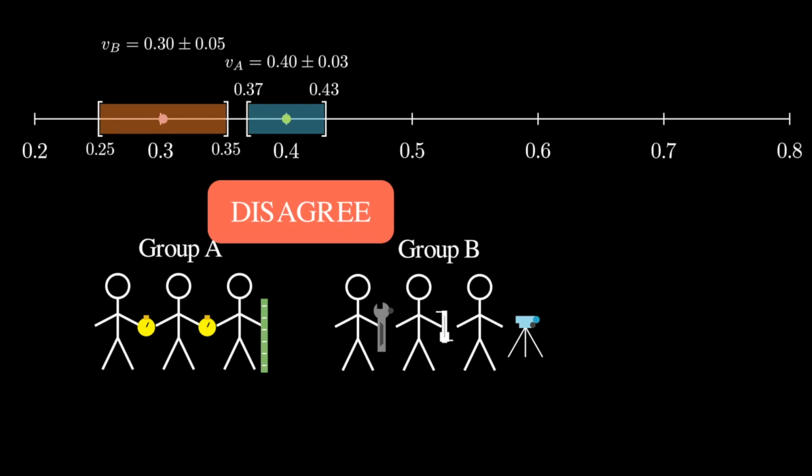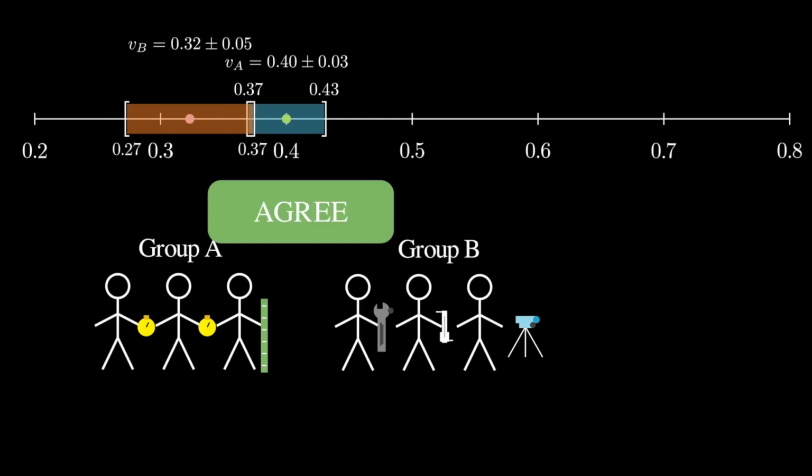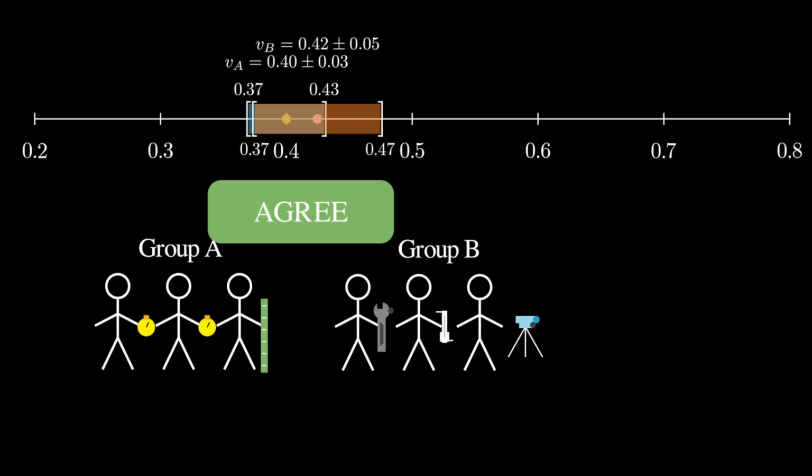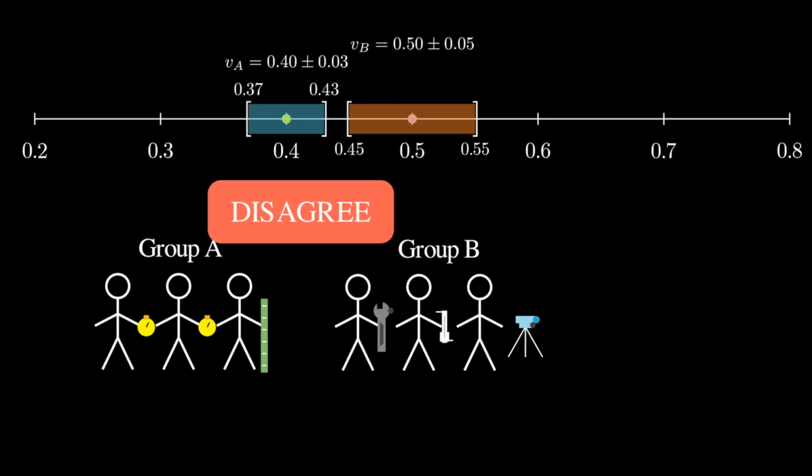At this point, even though the two measurements are quite different from each other, the confidence intervals of the measurements overlap, and therefore the two groups should conclude that their measurements agree with each other. At any point where the two confidence intervals overlap, the measurements agree with each other, and when they don't overlap, the students should conclude the measurements do not agree with each other.